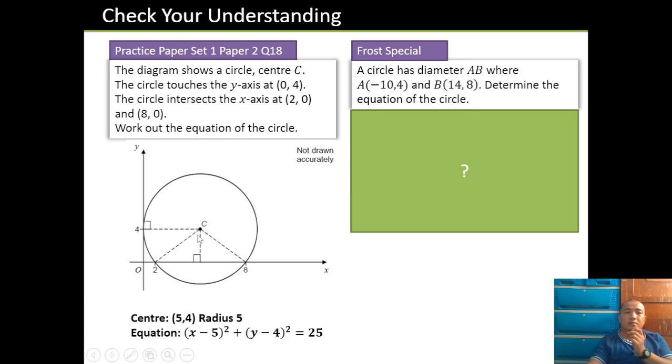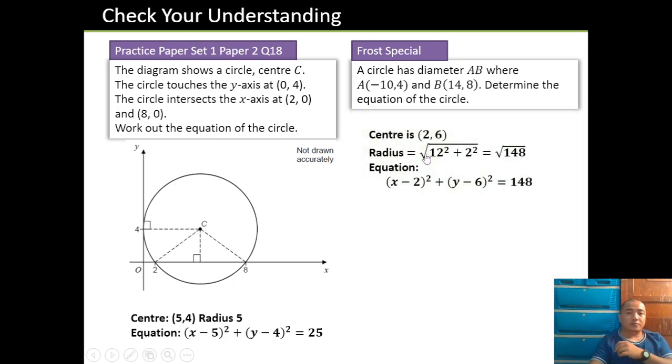A circle has a diameter AB where A is (-10, 4) and B is (14, 8). Determine the equation of the circle. So the center is the midpoint of AB, which is (2, 6). The radius is the distance between the center and A or B, square root of 148. So this is now the equation: (x - 2)² + (y - 6)² = 148.